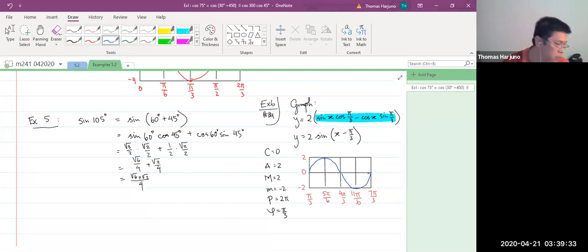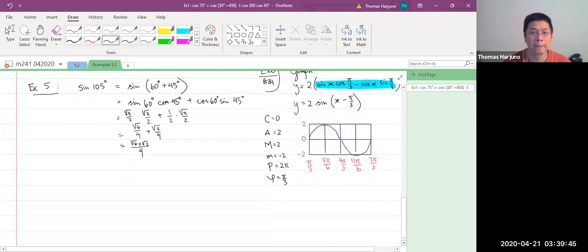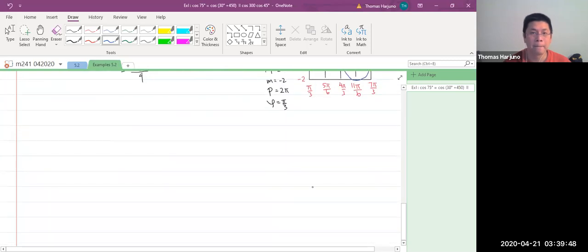That's for number 34. Now, let me do one hard problem. The following is considered a hard problem, but you will see this type of question a lot in my test. Example 7. I will take this from number 36.